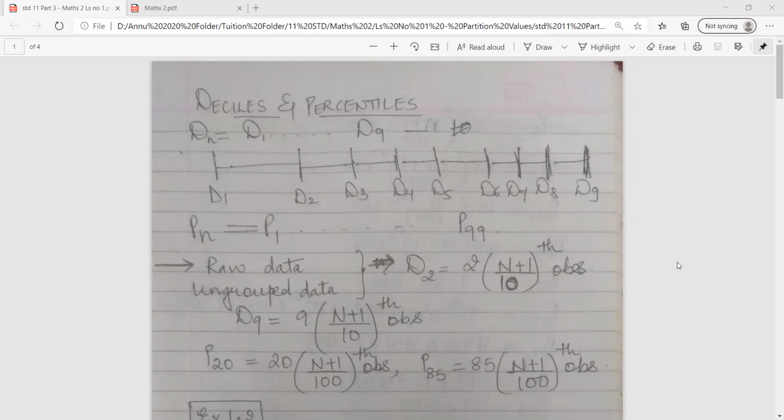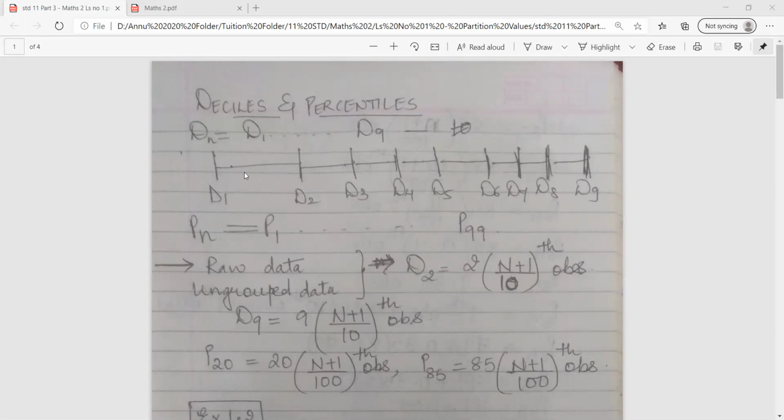I hope you have gone through the videos which I have put up on my channel previously, and we finished the first exercise of Maths 2, Chapter 1, Partition Values. Continuing with the topic deciles and percentiles. This I've already explained in the introduction slide and the video of partition values.